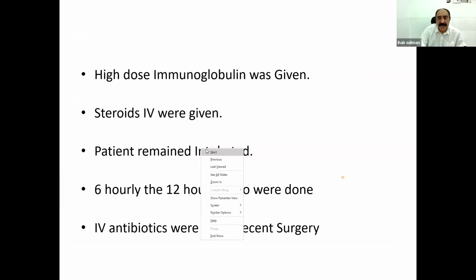And she was given everything at that time to treat her myopericarditis. The treatment of myopericarditis is actually supportive. Sometimes we give steroids, sometimes we give immunoglobulins. And nowadays, ECMO should be used as long as it is in safe hands. So ECMO should be used to mechanically support the heart and lung.